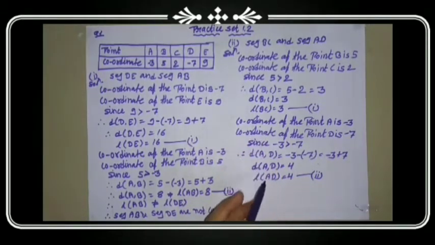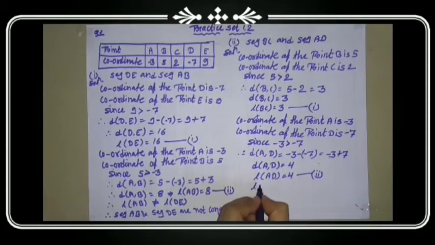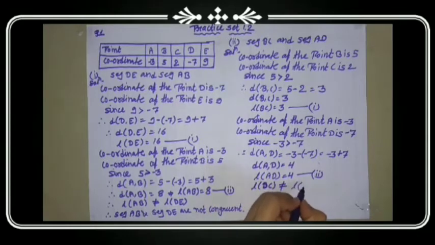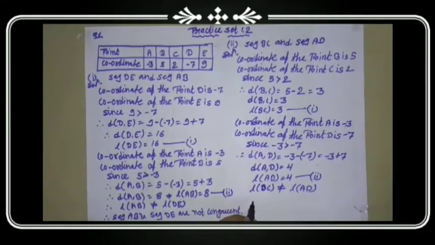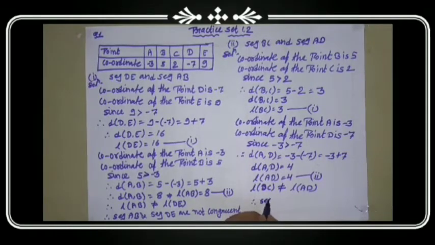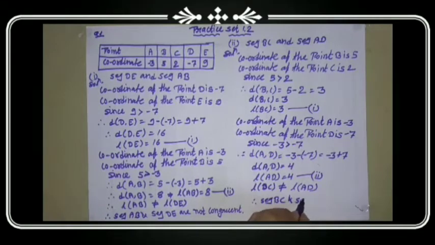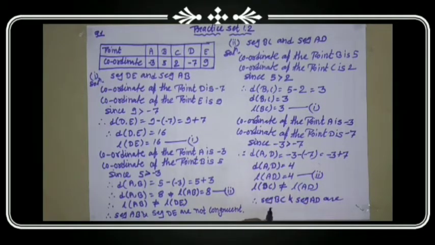From equation first and second, length of segment BC is not equal to length of segment AD. Therefore, segment BC and segment AD are not congruent.